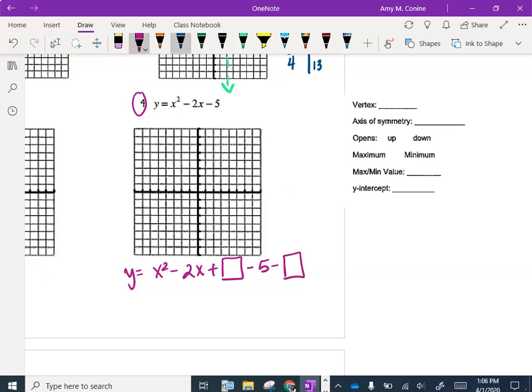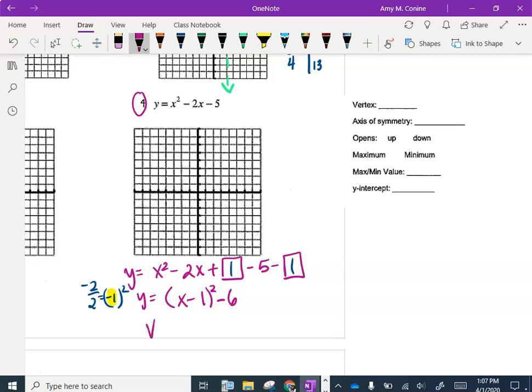Okay, I'm going to do my b divided by 2, so negative 2 divided by 2, get my negative 1 squared. So I should have a 1 going in those boxes. Now, because a was 1, I don't have to divide anything out, so I don't have to worry about all the other brackets. I should have x minus 1 squared. If you remember, this b divided by 2 goes inside. And then we've got our minus 6.